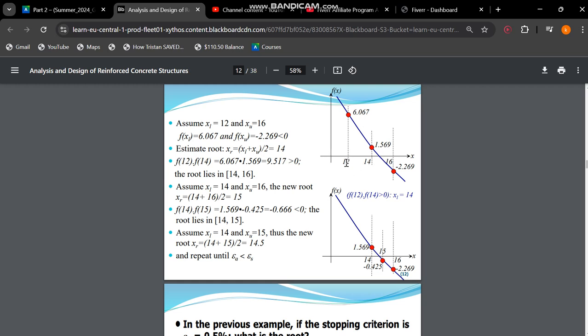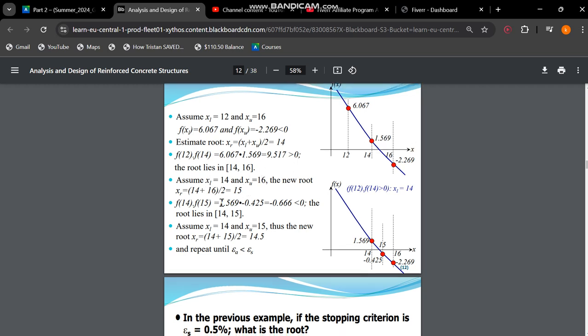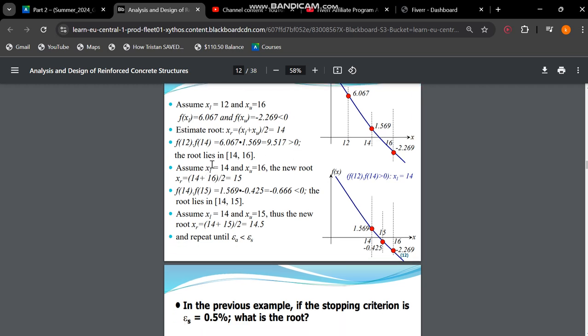So you do f(xl) multiplied by f(xr), which are these two values, and it's positive multiplied by positive, so it's going to give you a positive number. That means the root is in the upper half of the interval, 14 to 16, and as you can see, the root is here. There's no root here because there's no intersection with the x-axis here yet. The root is here, so it's in the upper interval, 14 to 16. So now we assume the new interval is 14 to 16.